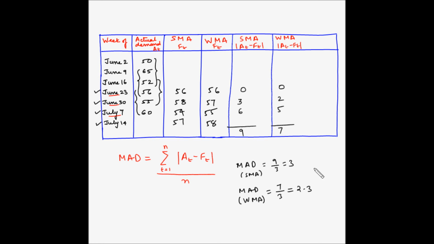So what this indicates is that for this limited set of data, the weighted moving average forecast gives us less deviation than the simple moving average. However, this is a very small amount of data. We need more data to be able to give better conclusions.